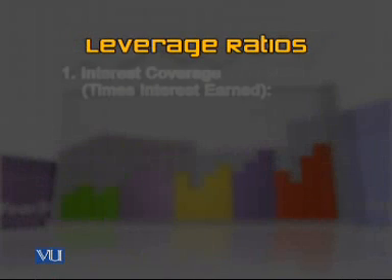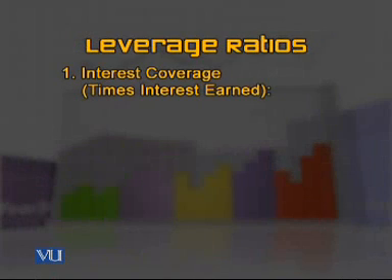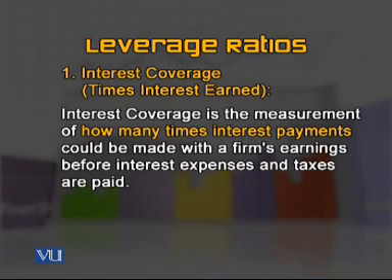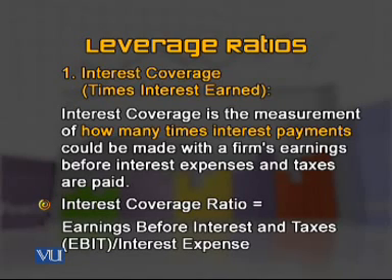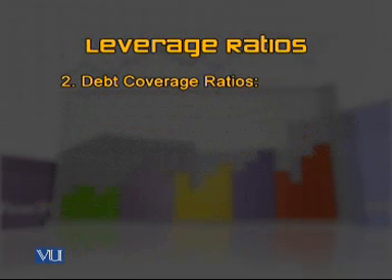I did also make a remark about leverage ratios by talking about interest coverage, which is the times interest earned. And I talked about earnings before interest and taxes and interest expenses. The ratio for interest coverage is earnings before interest and taxes divided by interest expense. It would give you a picture of the interest coverage of a company by looking at this particular leverage ratio. We would know how many times interest payments could be made when the firm's earnings before interest and taxes are paid.